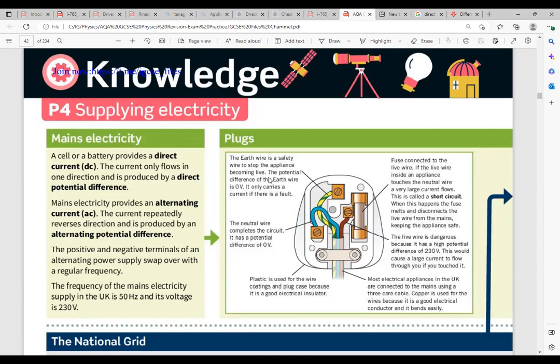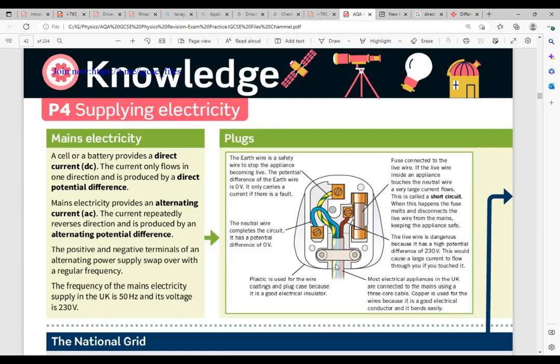The earth wire is a safety wire to stop any devices becoming live. The potential difference of the earth wire is 0 volts. It only carries a current if there is a fault. So this is the earth wire. The neutral wire completes the circuit, as you see here, and it also has a potential difference of 0.